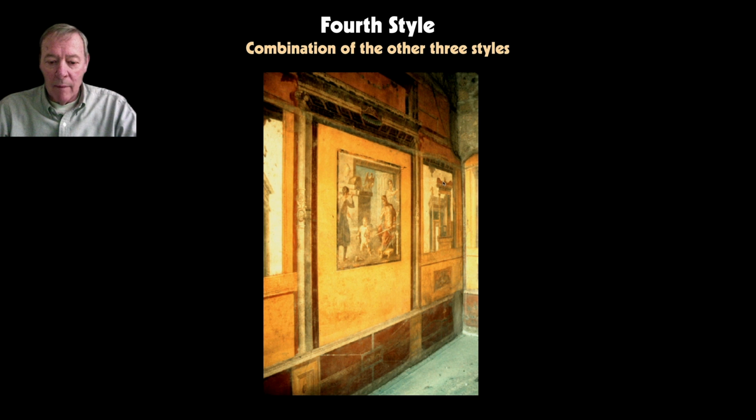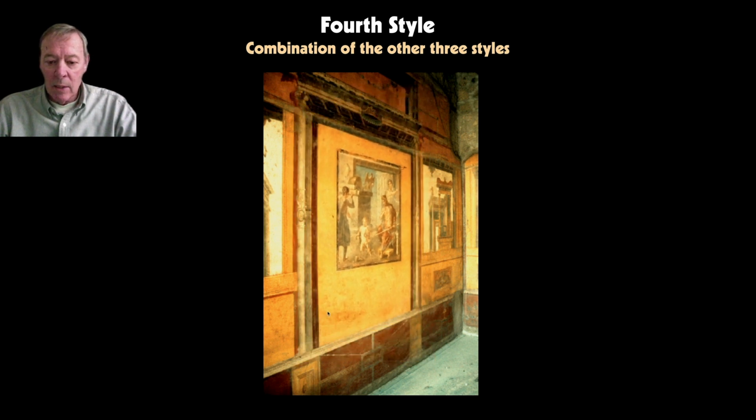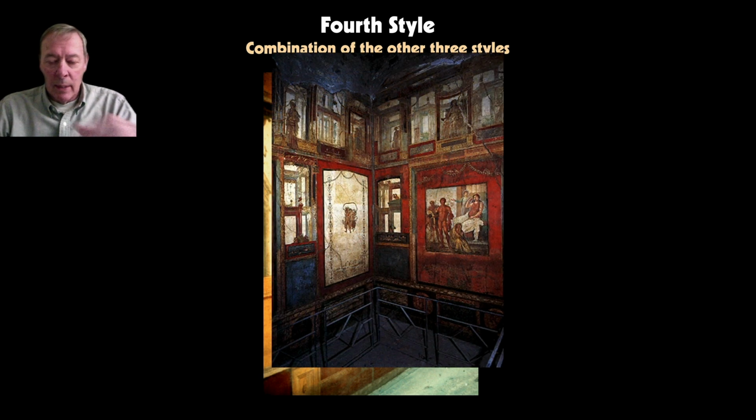And then here we have third style, a large monochrome space with a framed painting. So we've got first style, second style, and third style, all combined together into a single painted mural that gives us the fourth style. Another example, a little egregious here in terms of just how complex and bright and colorful this all is.